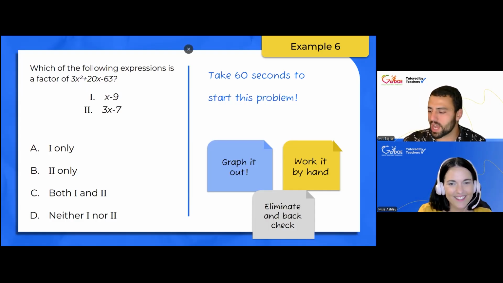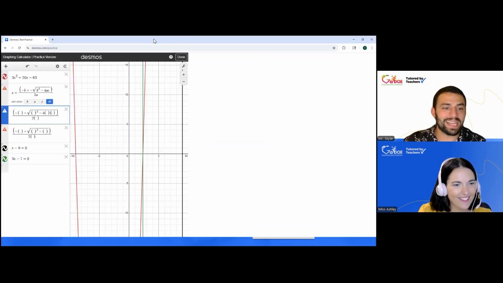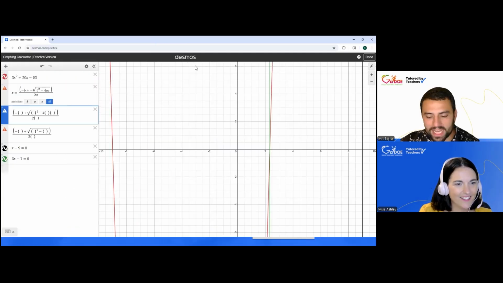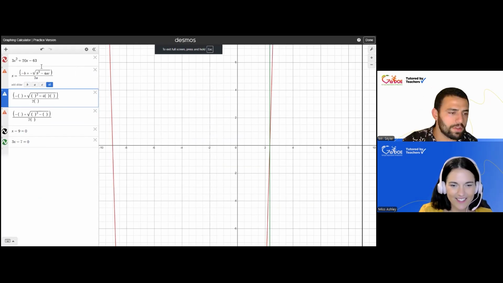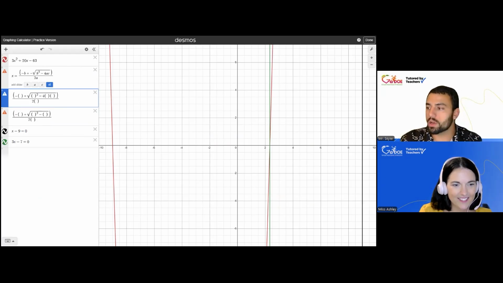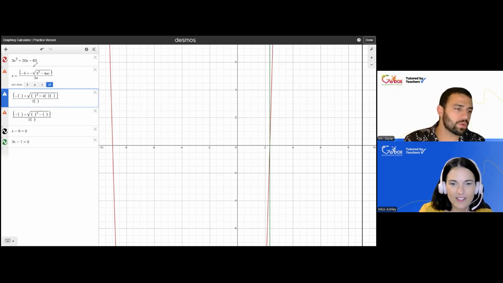So hopefully you guys had some time to write that down. I'm going to pull over a Desmos graphing calculator that you guys are going to look at live. Now, I've typed in a couple of things just for us to look at. I want us to see them and see what you can do to help yourself out on some of these tougher problems. So I have my original expression up here, the 3x squared plus 20x minus 63.